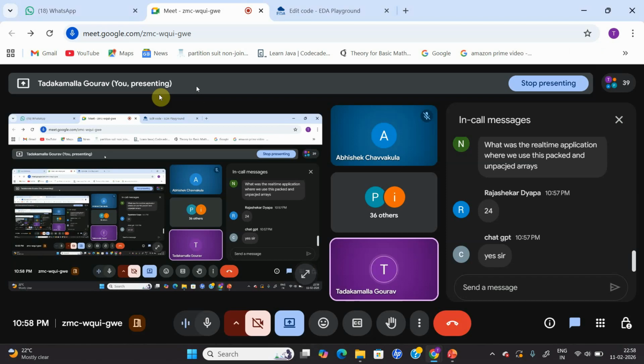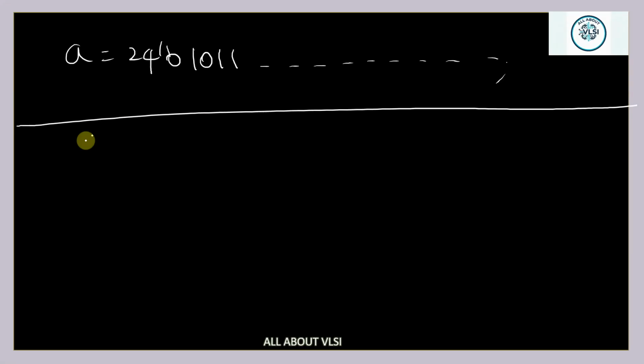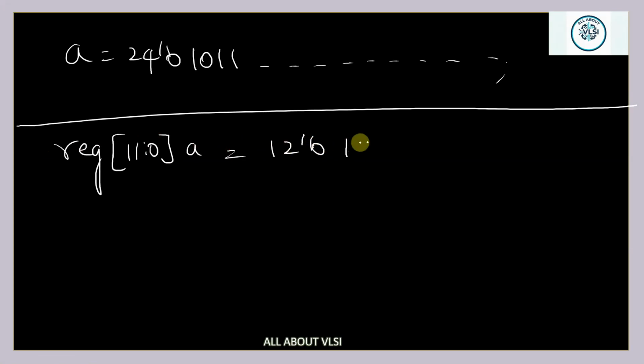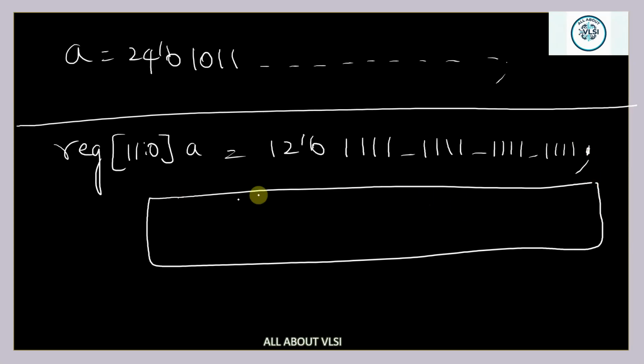Yes. Now, let's say if I have a simple array like this, let's say a 12-bit range, 11 down to 0, A is equal to 12'b1111. Let's say if I have it like this. Okay. So it will be a packed array of 12-bit width, right? 1, 2, 3, 4, 5, 6, 7, and so on, 12 bits.